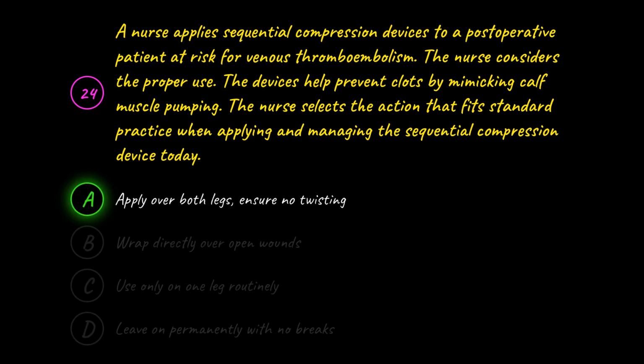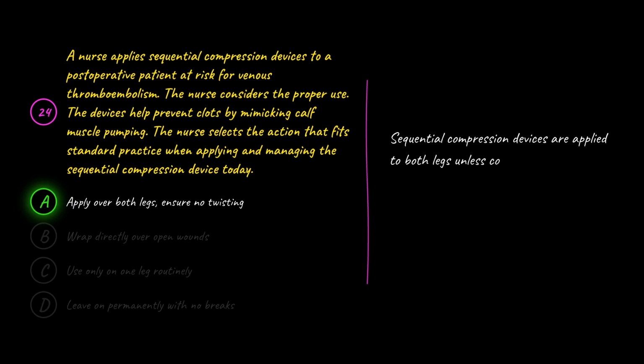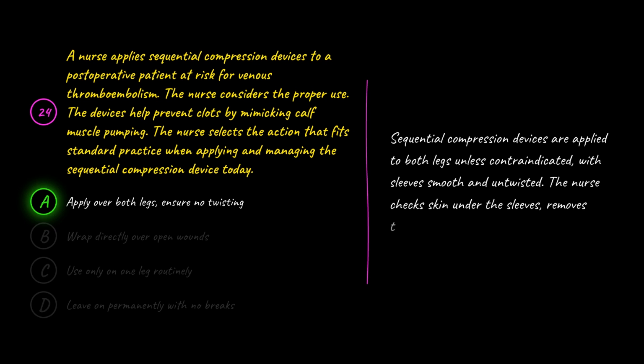The correct answer is A. Apply over both legs, ensure no twisting. A is correct because sequential compression devices are applied to both legs unless contraindicated, with sleeves smooth and untwisted. The nurse checks skin under the sleeves, removes them only as ordered, and inspects pulses and skin during periodic checks.